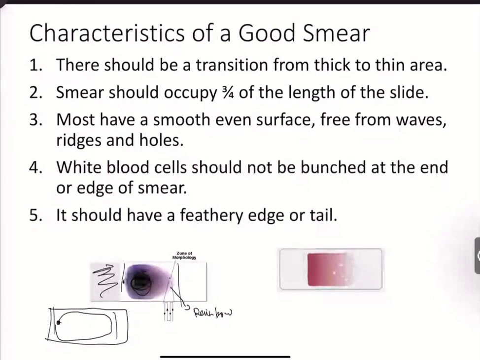Okay? Bakit? No? The cells are not evenly distributed. If you do observe this phenomenon, then white blood cells should not be bunched at the end of the edge of the smear. Why? Because, no, the distribution of cells is not even. You cannot identify if ever that the cell is increased or decreased. For some of your fields will have increased cell count and some will have decreased cell count.